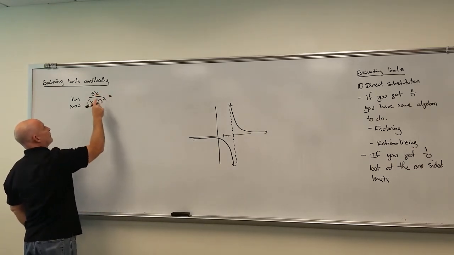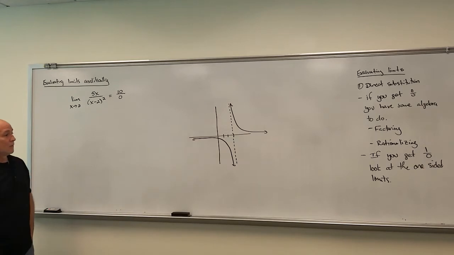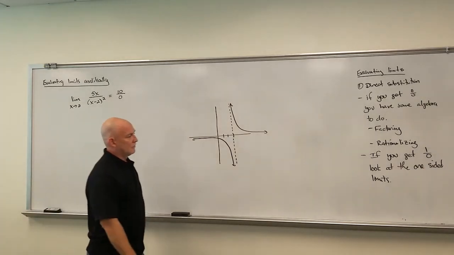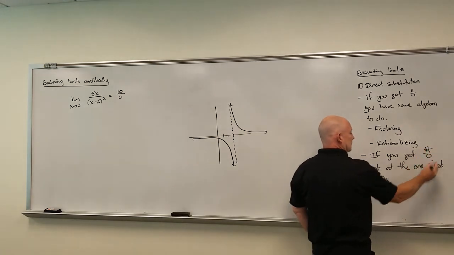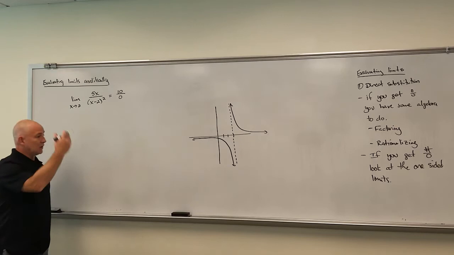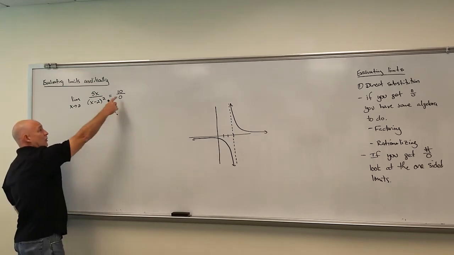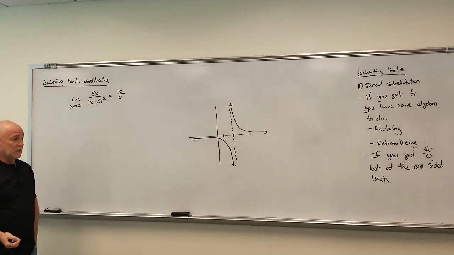When we plug a 2 in for x, of course, that's going to be a 10 on the top. 2 minus 2 is 0, squared is 0. So let me actually amend this for you. If you have 1 over 0 or any number over 0, I don't care what number it is, generically speaking, most books will put a 1 there, but any number over 0, you know you're going to end up with the same situation that we were just in.